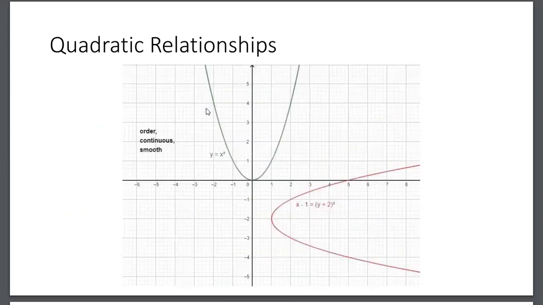Quadratic relationships. Here are two equations, y = x squared, equations in x and y, using a second degree exponent, making it quadratic in the sense of like a quadrilateral, a two-dimensional geometric object. And here's another one, x - 1 = (y + 2) squared. Look at what you get for these quadratic equations. Order. They're continuous, unbroken, and smooth. This is not random chaos.